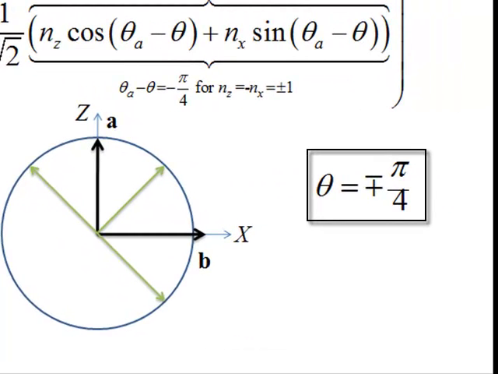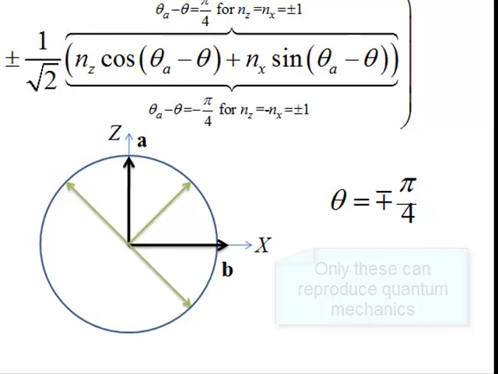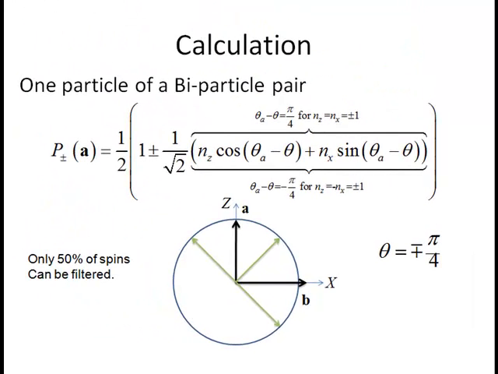Choosing theta as plus 45 degrees or minus 45 degrees gives exactly the results of quantum mechanics. Of the many possible sub-ensembles which can be filtered, only the 45-degree sub-ensemble reproduces quantum mechanics. When theta is not 45 degrees, then the probabilities will not be maximized and the anomalies are found. Quantum mechanics, therefore, appears to correspond to specific sub-ensembles of the system which maximize the probability.